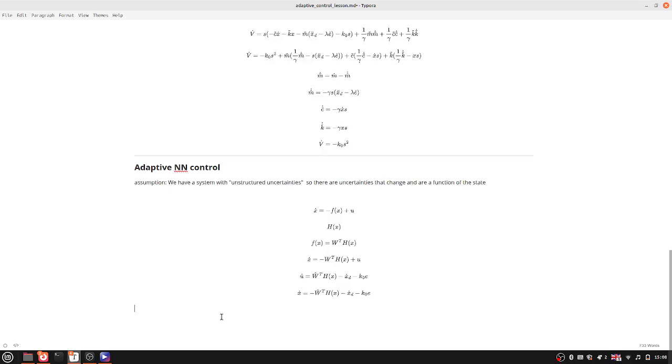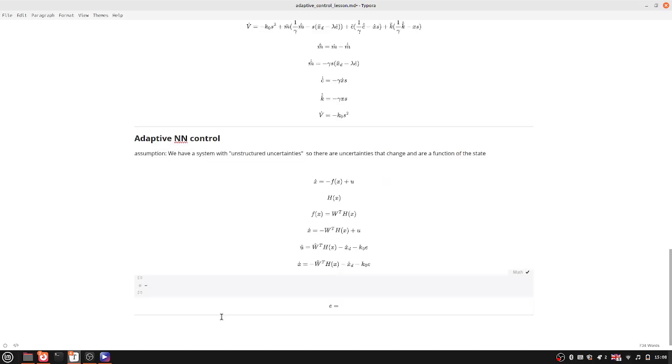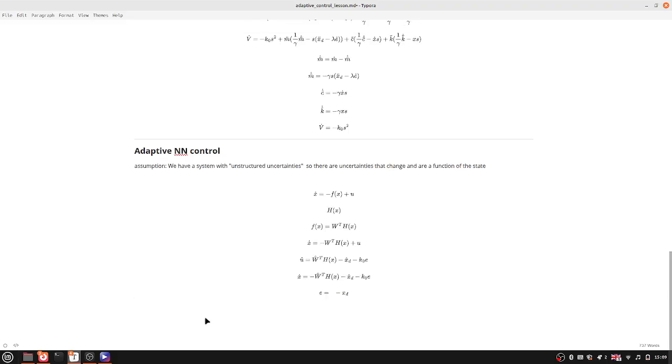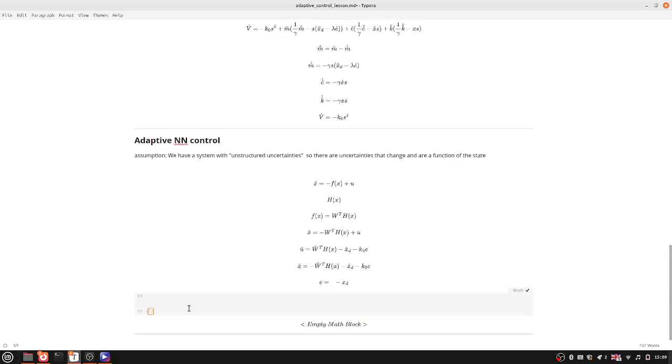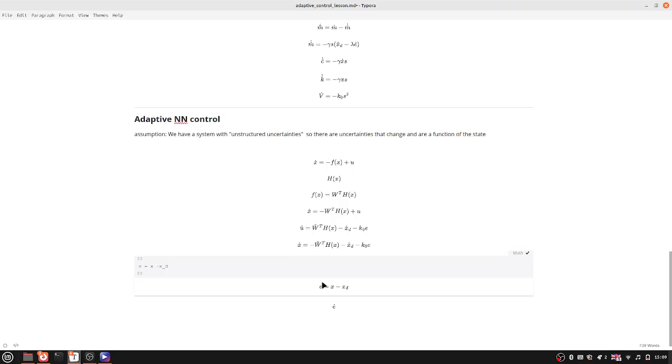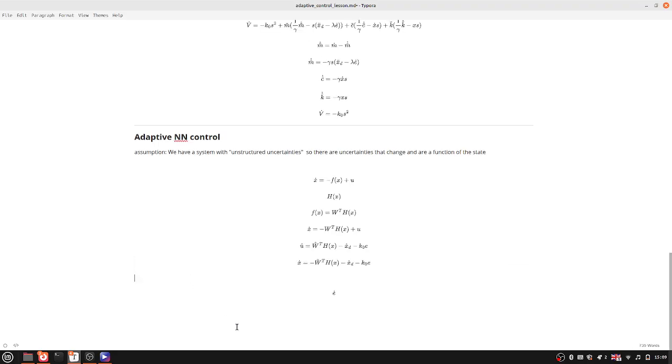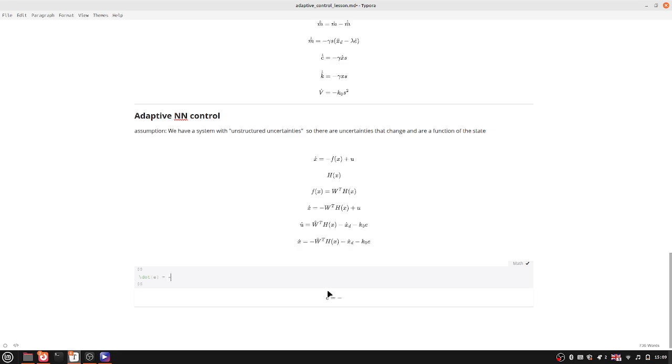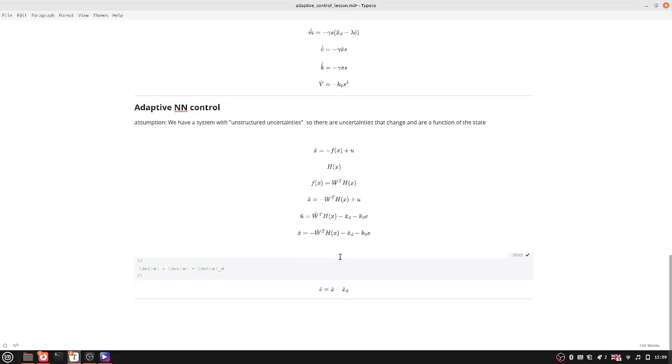Now we define our error dynamics. E equals x minus xd. Take the first derivative. This is how we did it for the first order system with adaptive. E dot. Okay, it's doing some weird thing. This doesn't seem to work, so I'm just going to get rid of that block. E dot is equal to x dot minus xd dot, and we have x dot already, so we can substitute in these dynamics.